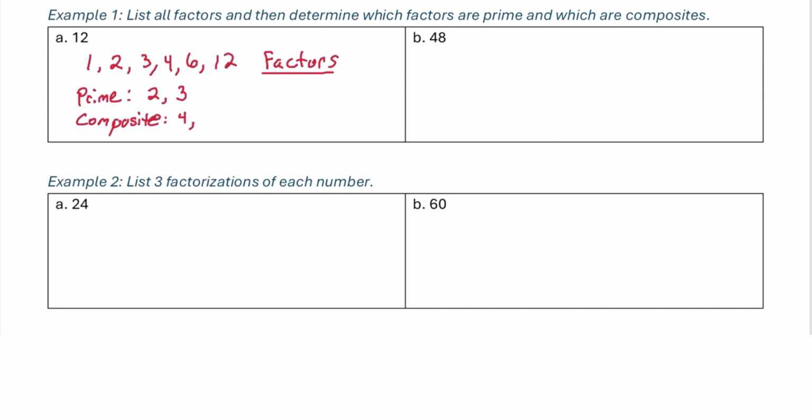6 has factors 1, 2, 3, and 6, so it's composite. And 12 has the factors 1, 2, 3, 4, 6, and 12. It has several factors. It's composite.